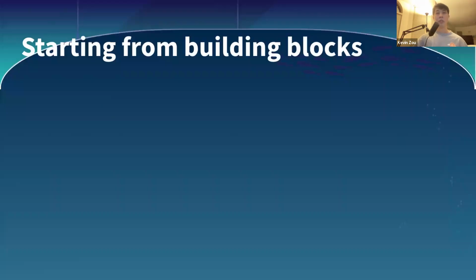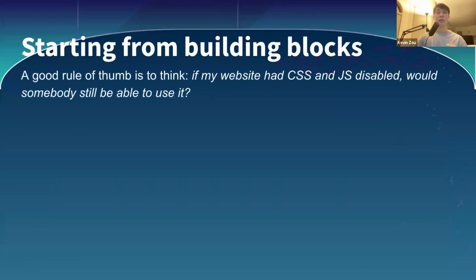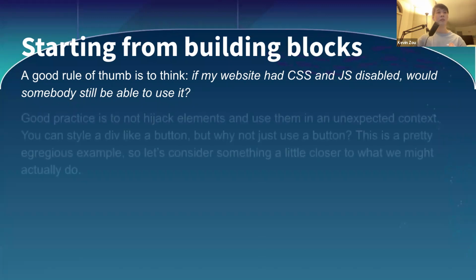So we're going to start from the building blocks of web development, which is HTML. A good rule of thumb that I've come up with is: if your website had no CSS and no JavaScript, so both of those were disabled, would somebody still be able to use it? Going back to the button example, for the first button where we called a JavaScript function, we wouldn't be able to use it as a link because we don't have JavaScript. But in the second example, that link would just appear as a regular Times New Roman link, but we'd still be able to use it to go to nwplus.io.